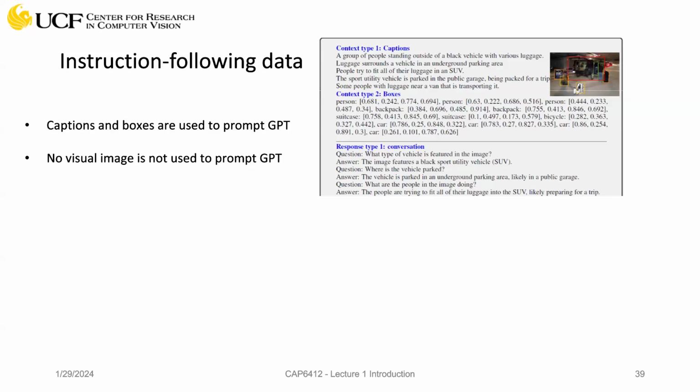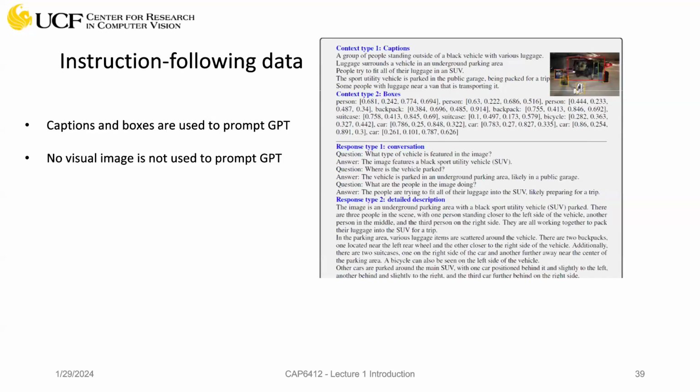The vehicle is parked in an underground parking area, and also what the people in the image are doing, and so on. So that's good, GPT can do that, right? ChatGPT. So it's based on just the caption and bounding boxes, not the image. And these are detailed descriptions it can generate.